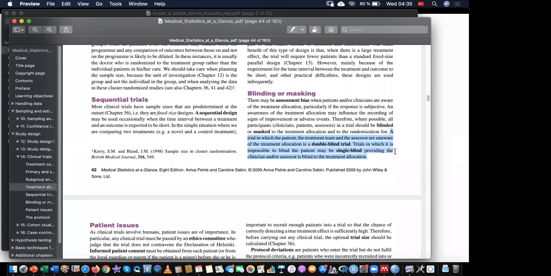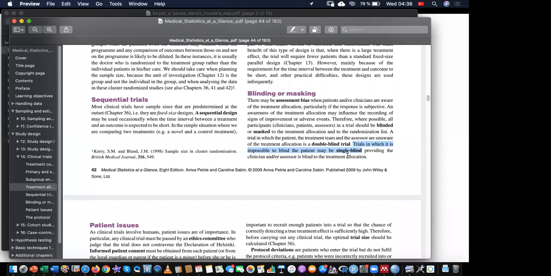A trial in which it is impossible to blind the patient may be single blind. When it is impossible to blind the patient, if you are doing an experimental study where you will do an operation, an intervention, one group will exercise, the other group will do no exercise, will stay at home and watch TV. You have two groups. In this case, the patient of course will know what he or she is doing. Or there is a medication which has a special taste, and you cannot imitate this taste. You cannot make a placebo with the same taste.